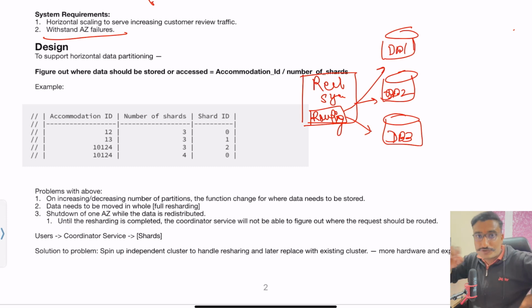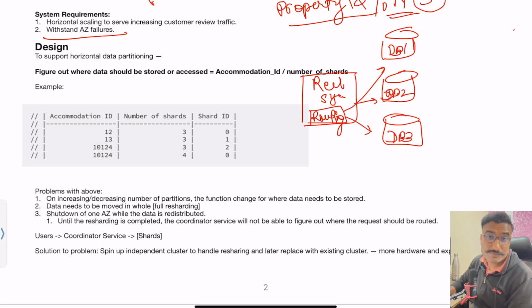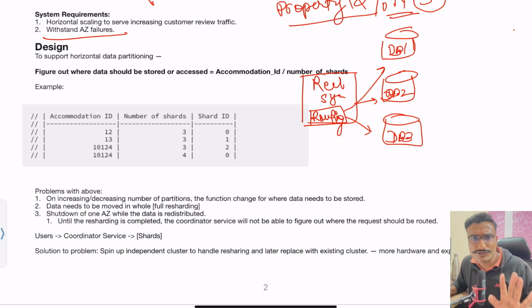So assume in this case, the partitioning which I have done is based on the property ID. What do I mean by property ID? It is the property on which the user has stayed, and then the person is reviewing that property. Based on that property ID, you figure out which DB instance you have to go to. The simple strategy is you take a modulo by the number of servers. In this case, the number of servers is 3. Depending on that, you will know which DB instance to go to, to write the data or to read the data. This is the simple strategy which you can use.